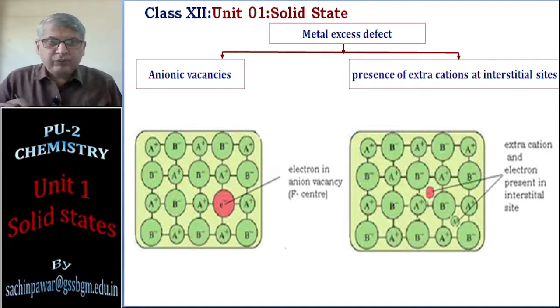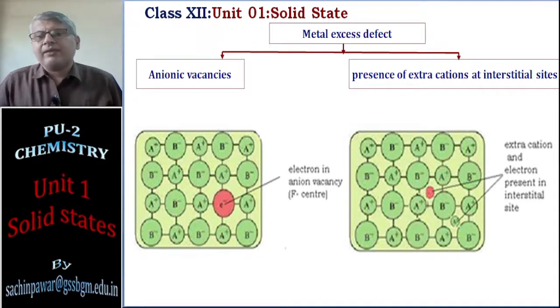For this purpose, what happens is, when the anion leaves its lattice site, that is the point where there is a pink color spot, it will leave its electron at that place. When the electron is left here, this space is referred to as anion vacancy, and it is referred to as F center.